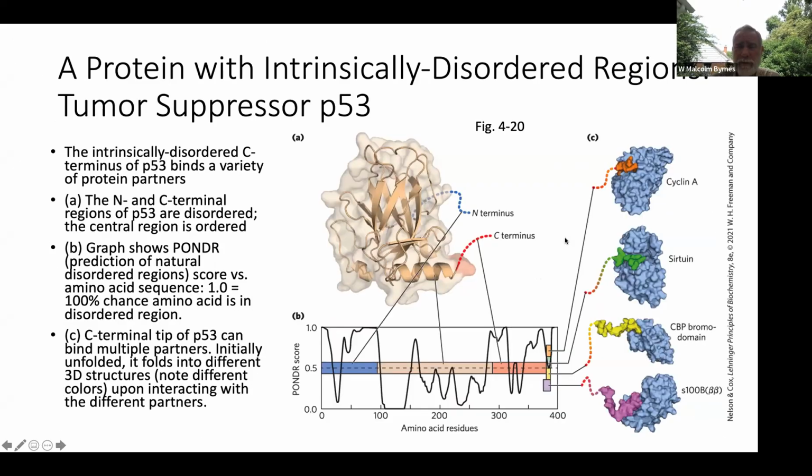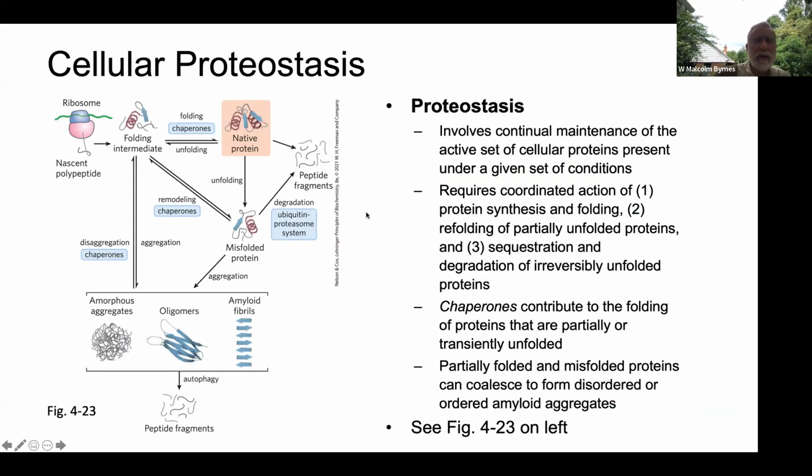That's shown here, P53. So now let me turn my attention to something called proteostasis, which involves the continual maintenance of an active set of cellular proteins present under a given set of conditions. So it's the maintenance of proteins, their folding, their degradation in the cell. On the left is figure 4.23 from your textbook, showing cellular proteostasis. On the ribosome, we have production of a nascent polypeptide, which can begin to fold. However, it might need help, where the folding intermediate folds into the native protein. Chaperones are often needed there, and this figure generally shows where chaperones are needed.